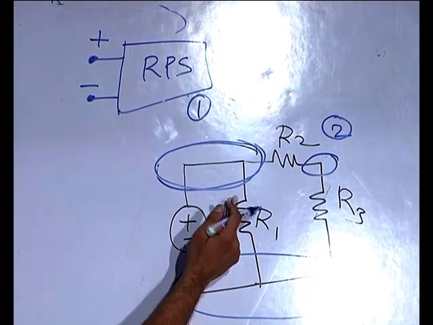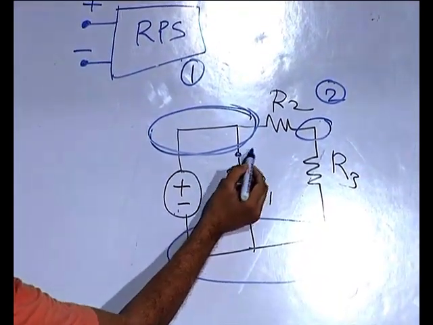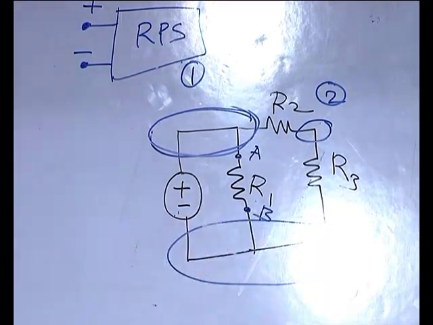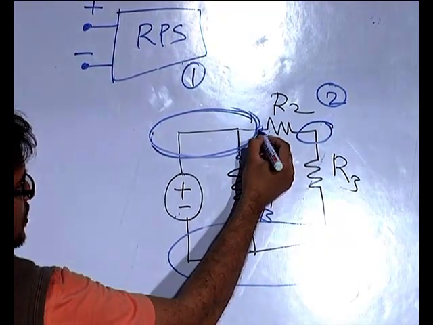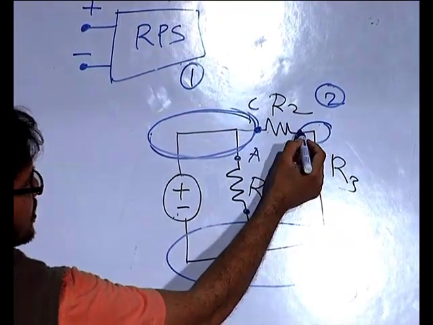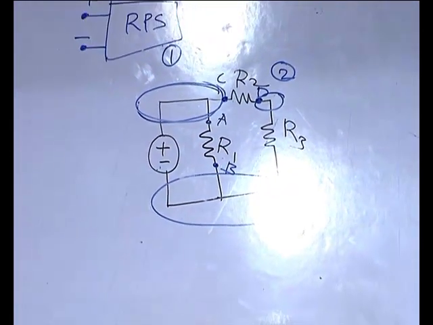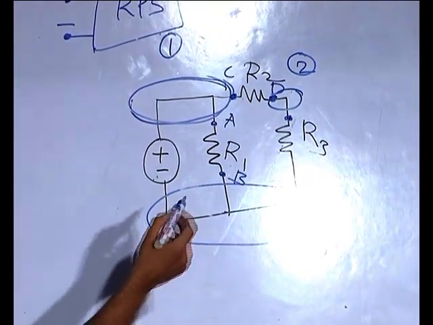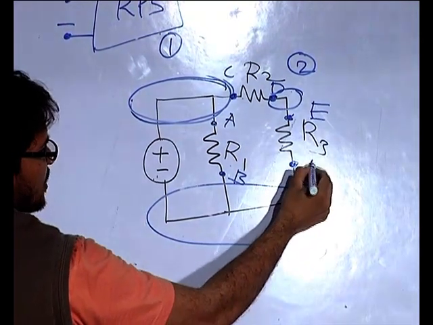Now for these resistors, let me take R1 here, and I will make this point A and this point B. Next, for this R2, I will make this terminal C and this terminal D. Next, for this one, I will make this terminal E and this terminal F.